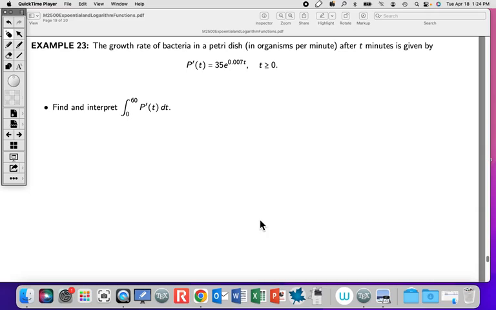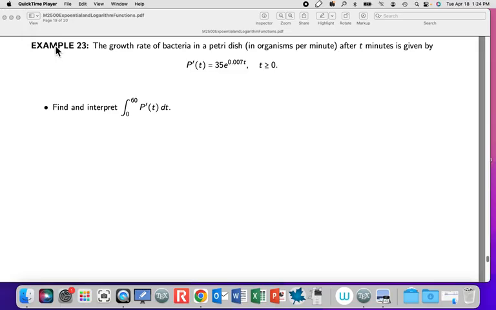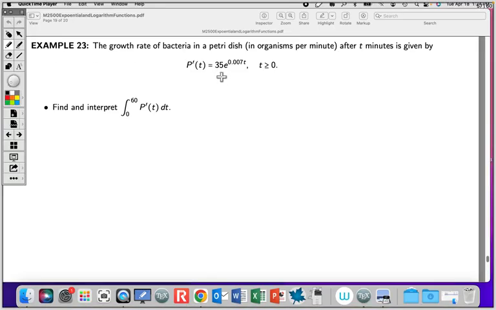In example 23, we're asked to find and interpret the integral from 0 to 60 of p prime of t dt. Here p prime of t is given by this formula. It's the growth rate of bacteria in organisms per minute, t minutes after they're introduced, given by this formula.